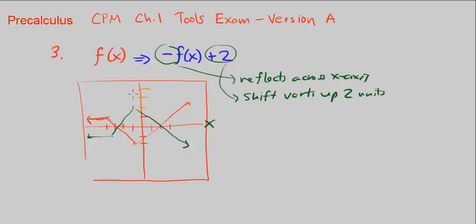Okay, so this point moves up 2 units. This point moves up 2 units, right? So we're looking like the one in orange. This in green moves up 2 units, right? So it's back on the red, and it's just looking like that.